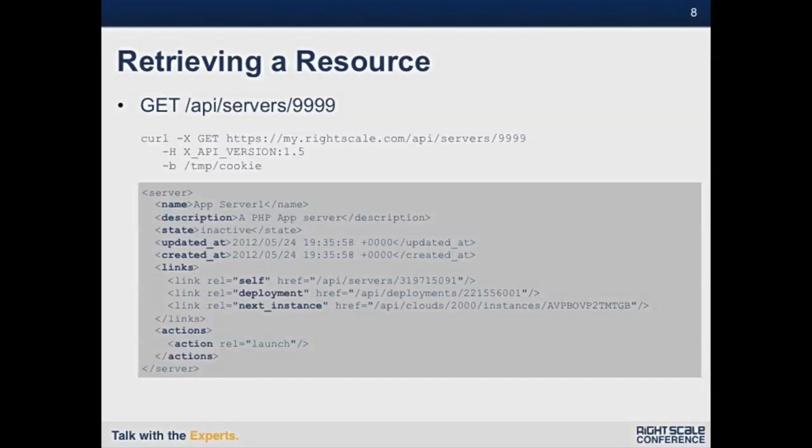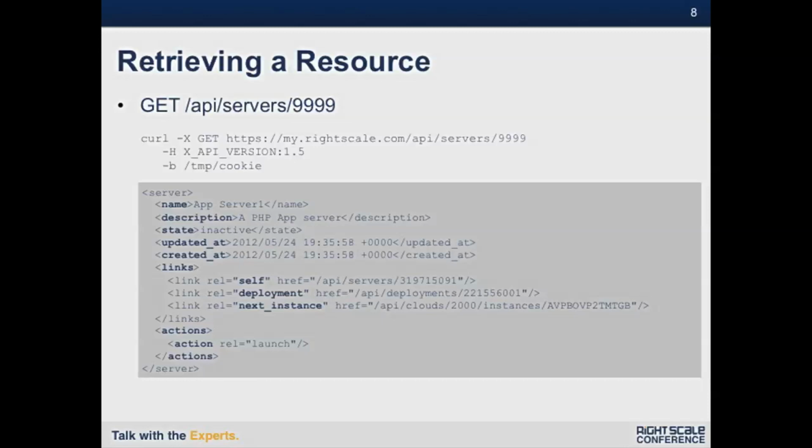For example, I can specify it as an access parameter, or I can specify it as a .xml parameter here. So I get a bunch of attributes of that server, a bunch of links, right? You see here, I have a link that says this is the deployment. This href is the deployment where this server belongs to, right? And this is its own link. Actually, it doesn't make sense because it should be server 9999. That's a bad paste, right?